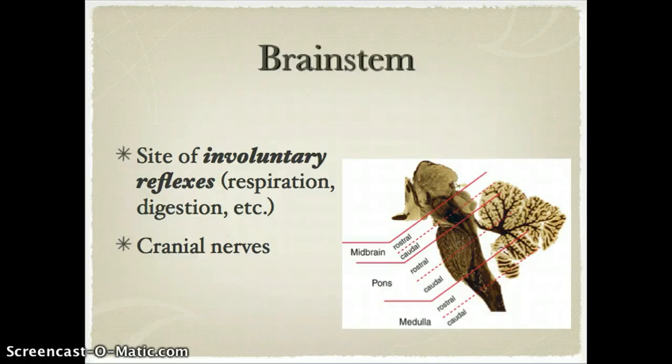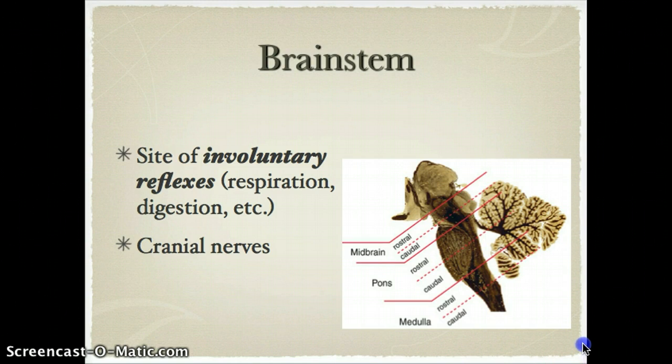Right, let's finish up the neuroanatomy lecture. So we're looking at the brainstem now, which is in the very back of the brain, and the brainstem connects the brain to the spinal cord, and it's the site of involuntary reflexes like respiration and digestion, and also the site of cranial nerves.